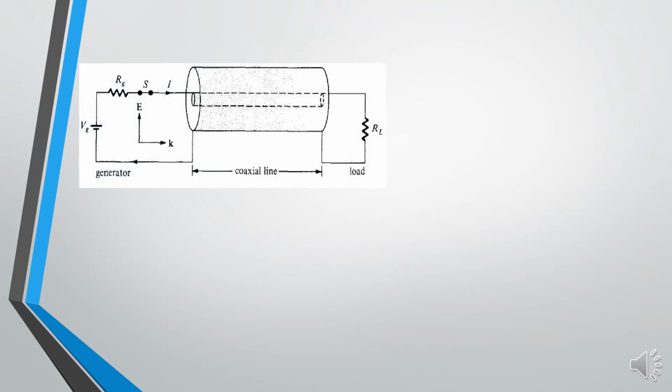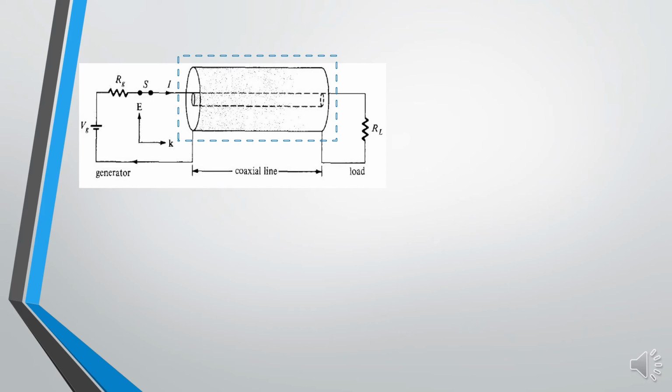Okay, so a coaxial transmission line can be drawn like that, and the center conductor can be connected with a generator resistance Rg and a generator voltage Vg. You can also see that the ground of the Vg is connected to the outer conductor at the input port, and at the output port there is a connection of load resistance RL between the center conductor and the outer grounded conductor.